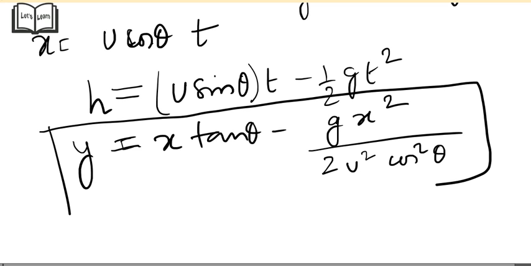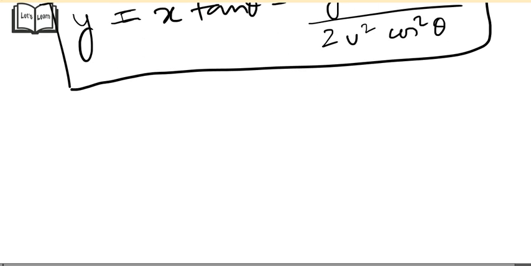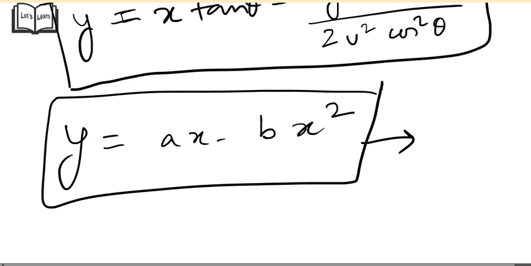So h is actually y, that is the height. So I've drawn x and y. So y is the height, which I've denoted by h. So y is in this form, a x minus b x square. So what is this? Can you recall? This is a parabola.